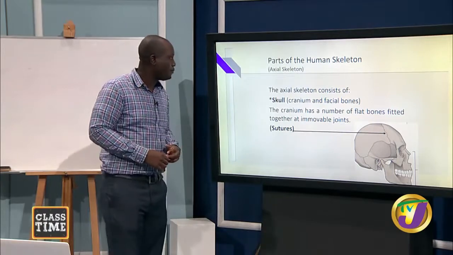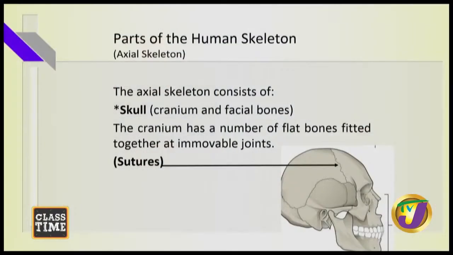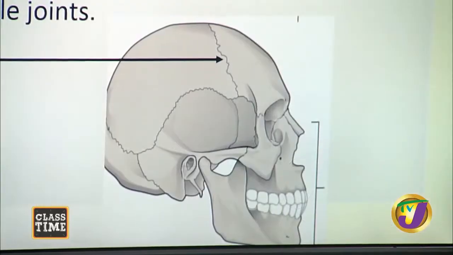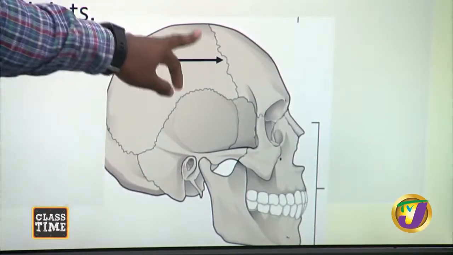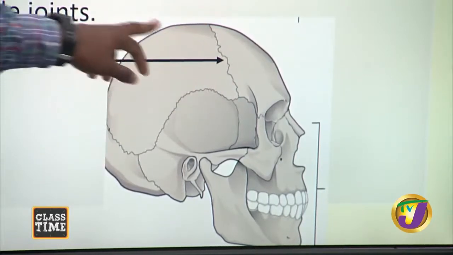All right, so we're going to start with the axial skeleton first, and the first thing we're going to look at is your cranium. The cranium is made up of a number of flat bones, and these bones are joined together at fixed joints called sutures. As you can see, it looks like stitches. Back in the days when grandma used to stitch clothes, put different cloths together and stitch them, that's how they call it sutures, because they look like stitches.